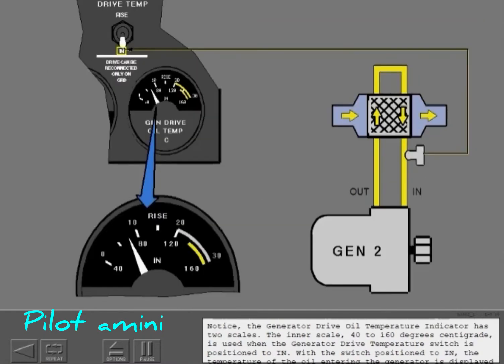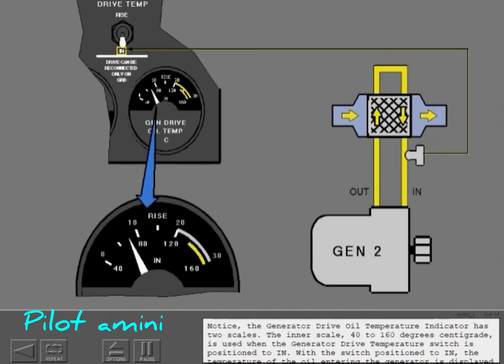Notice the generator drive oil temperature indicator has two scales. The inner scale, 40 to 160 degrees centigrade, is used when the generator drive temperature switch is positioned to in. With the switch positioned to in, the temperature of the oil entering the generator is displayed on the indicator. This is the normal position of the generator drive temperature switch.